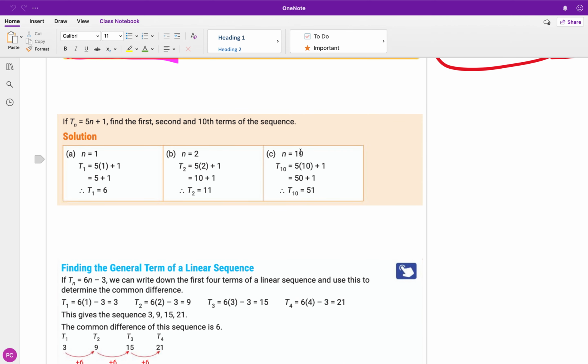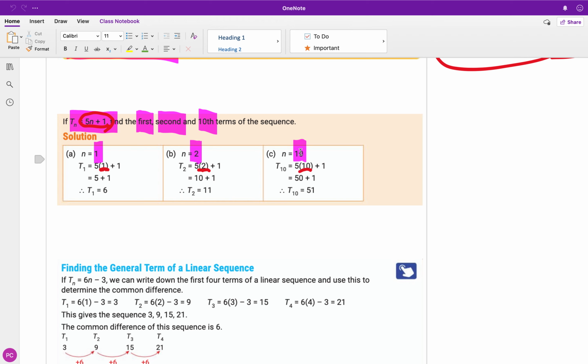Let me just show you a quick example of that. So here's an nth term for you here, 5n plus 1. And what they want us to do is find the first, the second, and the 10th term in this sequence. So by inputting the number, you can find whatever term you want. Our first term is obviously n equals 1. Our second one is going to be n equals 2. And our third one is going to be n equals 3. So have a look at what they did. They took 5n plus 1, and they subbed in 1 for the first term, 2 for the second term, and 10 for the 10th term.